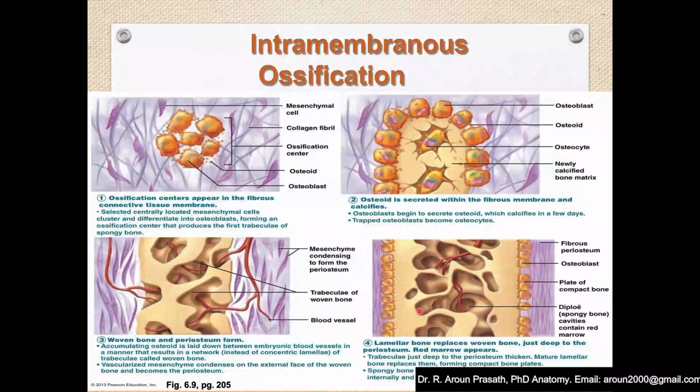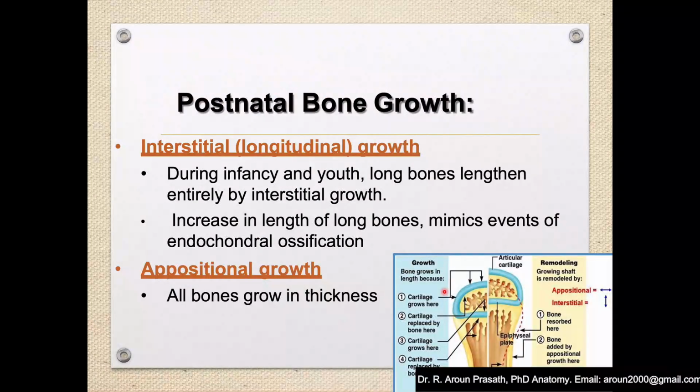Here you can see in the membrane the osteoblast cells club together and form the flat bones. As far as postnatal bone growth, that is growth after birth, there is longitudinal growth and appositional growth. Appositional growth is thickening of the bone, and interstitial growth is increase in length of the bone. This is a growth plate, and this is the place where the bone growth is taking place. In interstitial growth, the bone grows in this direction. In appositional growth, the bone gets thickened in this direction.